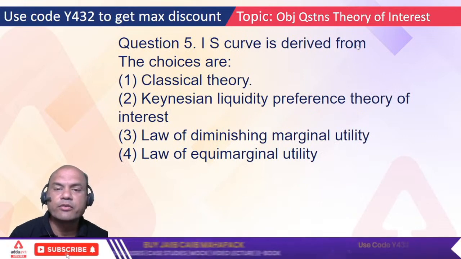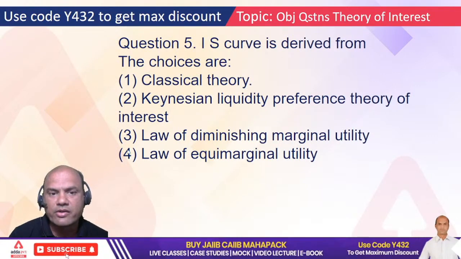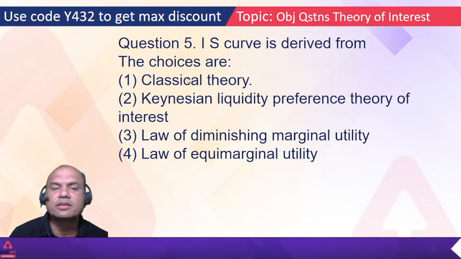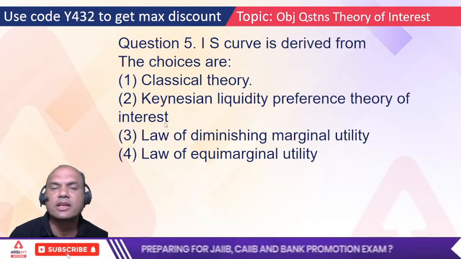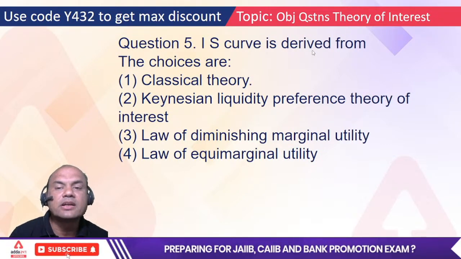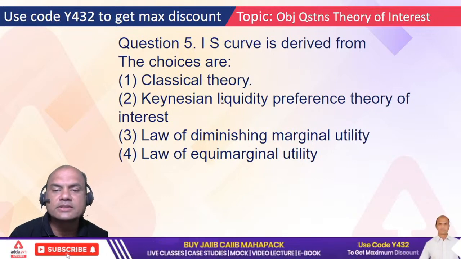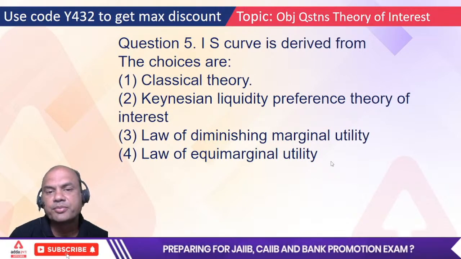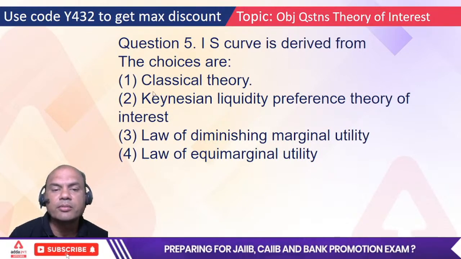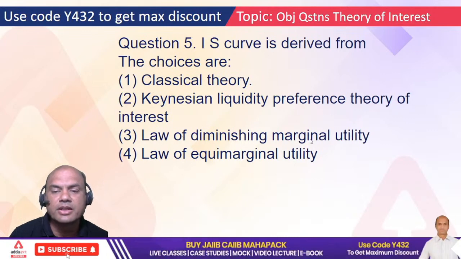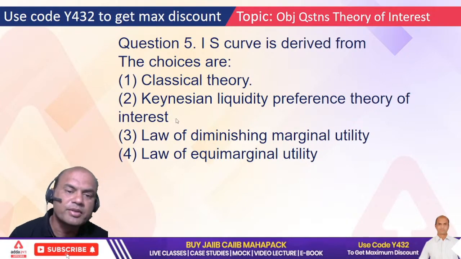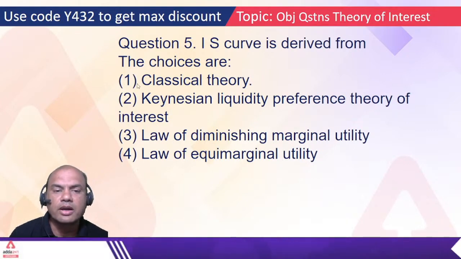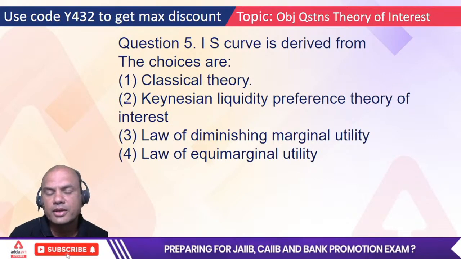IS curve is derived from, now this is something different. Okay, I've taken a separate lecture on classical theory, Keynes theory, everything, okay? So IS curve is derived from classical theory, Keynesian liquidity preference theory of interest, law of diminishing marginal utility and law of equimarginal utility. Here, I'll give you the hint. 3 and 4 are out. Only 1 and 2. Okay?